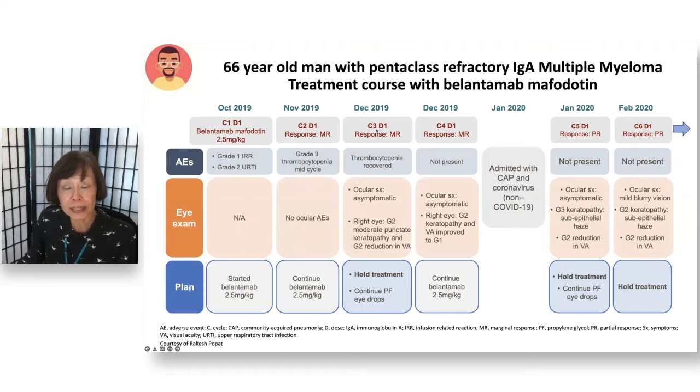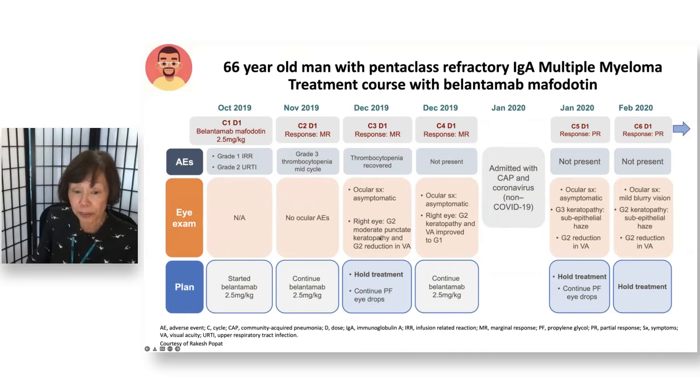So then he went, and then at the start of cycle 3, and important to note that an eye examination was done pre-start and at the start of each cycle. So by the time he reached day 1, cycle 3, his thrombocytopenia had recovered. He was asymptomatic from the point of view of ocular symptoms, but when tested, had a grade 2 reduction in visual acuity and had grade 2 moderate punctate keratopathy on ophthalmic examination. At the time, we held treatment and we continued and gave him eye drops.